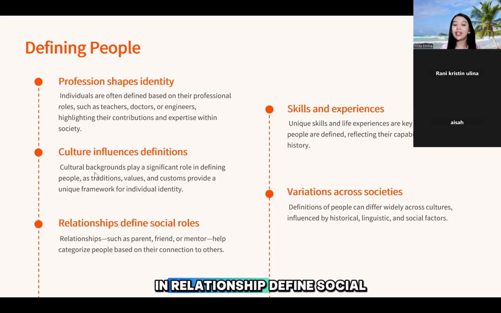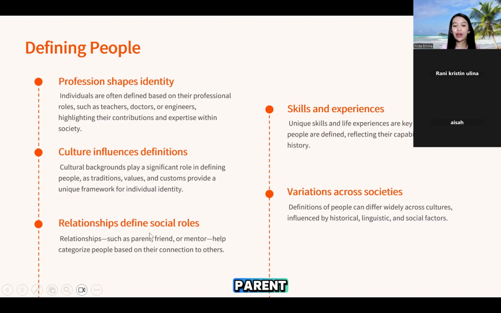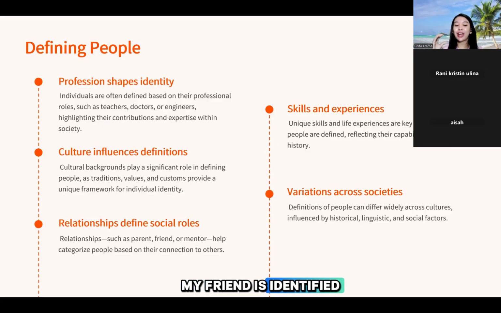And the third part is relationship defines social roles. Relationships such as parent, friend, or mentor help categorize people based on their connection to others. So for example, Aisah is my friend, which is identified by the relationship between myself and Aisah. So myself and Aisah are friends.